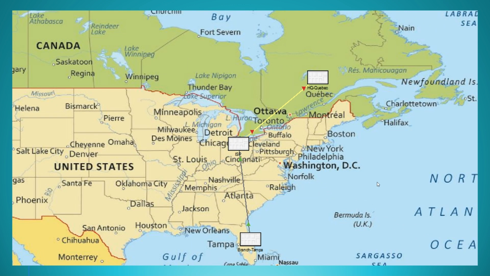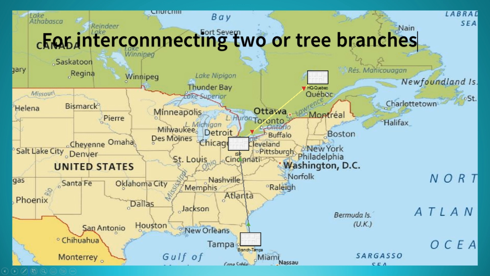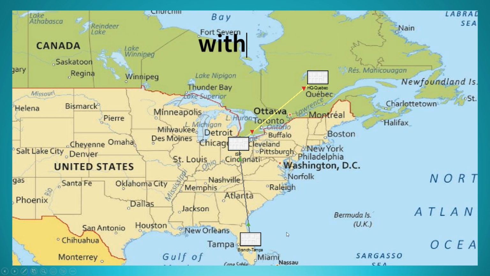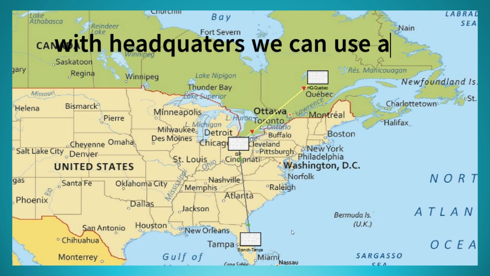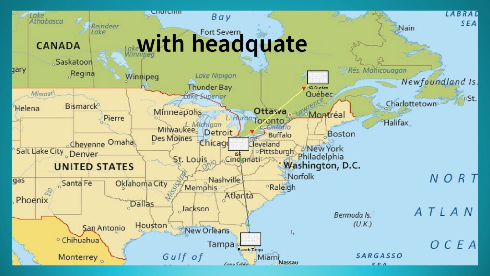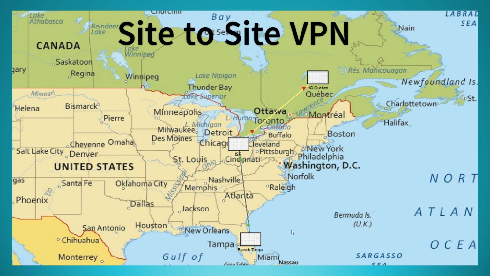In this example, we are going to interconnect the headquarters located in Quebec with a branch located in Tampa. So in this case, we're going to use a site-to-site VPN.